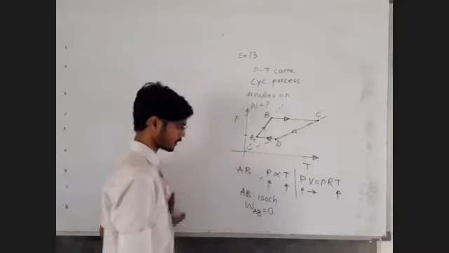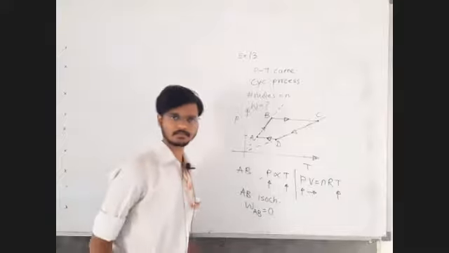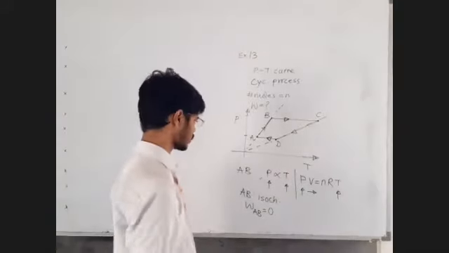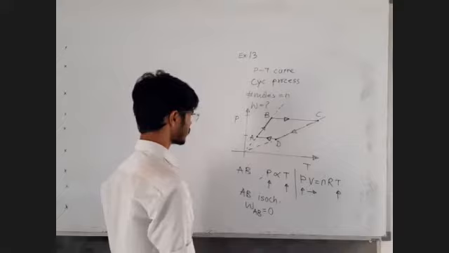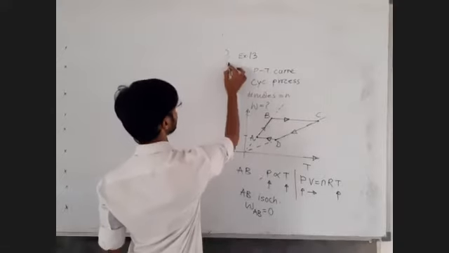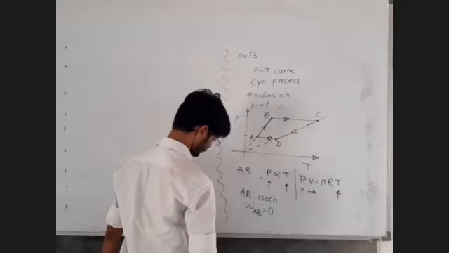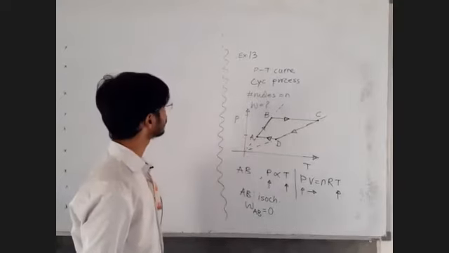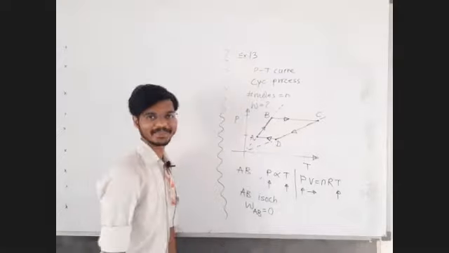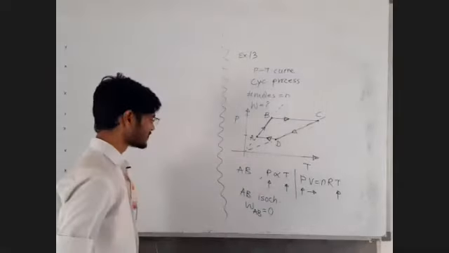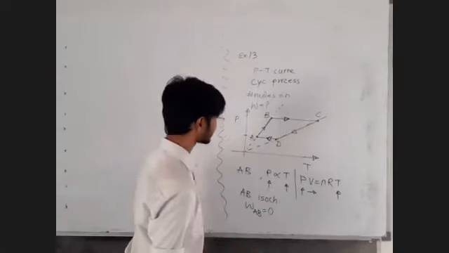Shall I write work done in the isochoric process is 0? Yes, sir, you can write. Basically, sir, you can write anything you want because right now the marker is in your hand. Okay. Work done in isochoric process is 0.